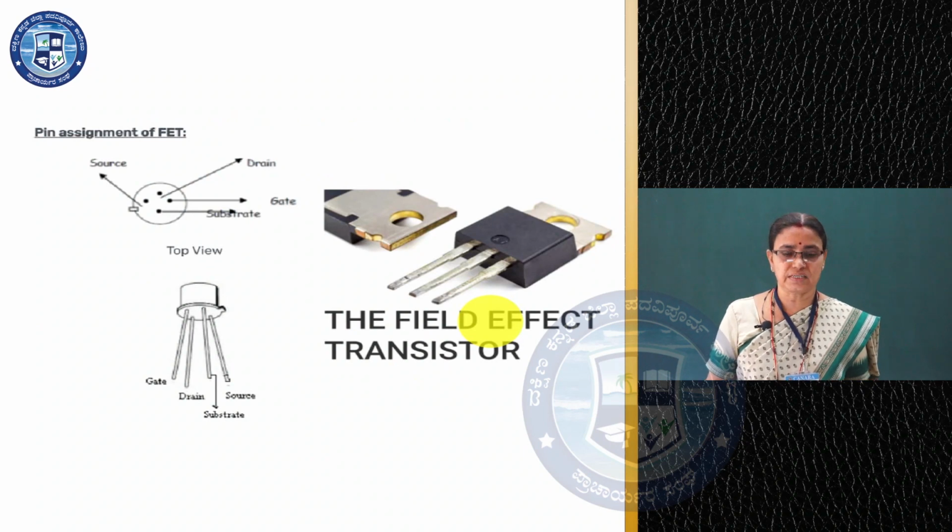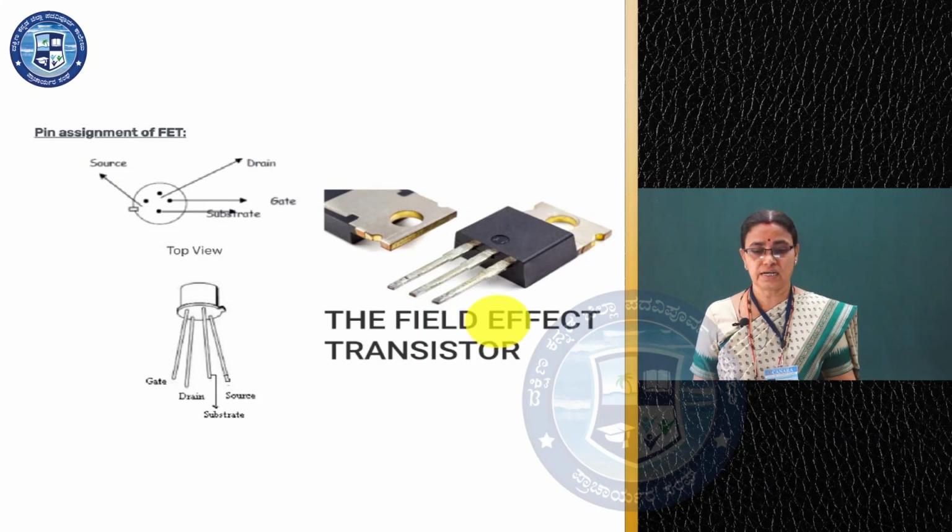Let us see the practical view of the device. There are 4 terminals here: source, drain, gate and substrate. Substrate and gate are connected together and considered as a single terminal, that is the gate only. So there are only 3 terminals, as it is internally connected.